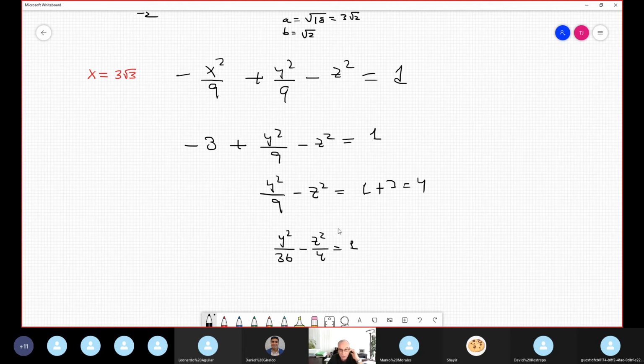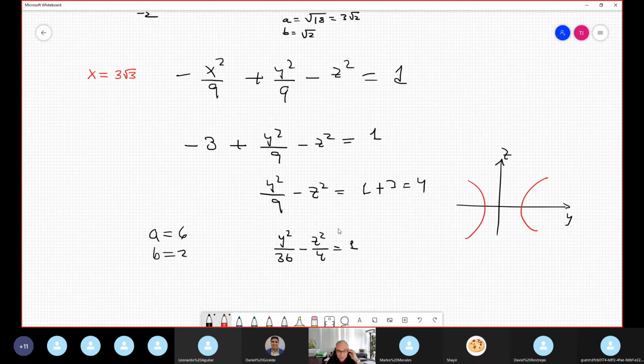This is a hyperbola also, no? And for this hyperbola, A is 6 and B is 2. Okay, this is my famous YZ axis. I understand that the hyperbola, the transversal axis, lies on the y-axis, like that. This is my hyperbola. And by the way, this number is 6, no? 6 and negative 6.